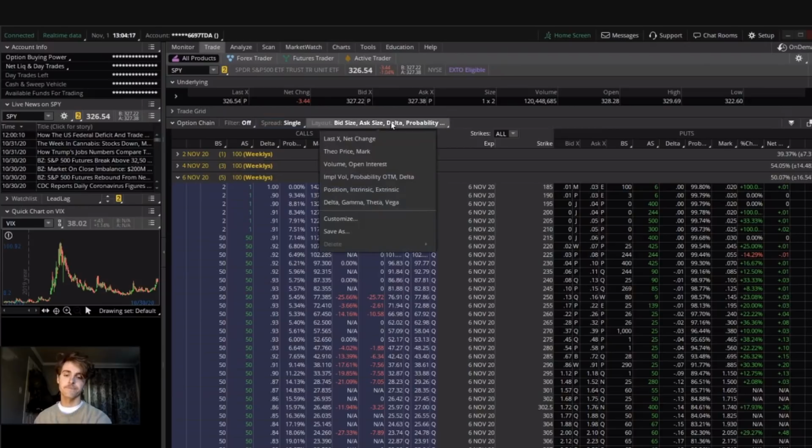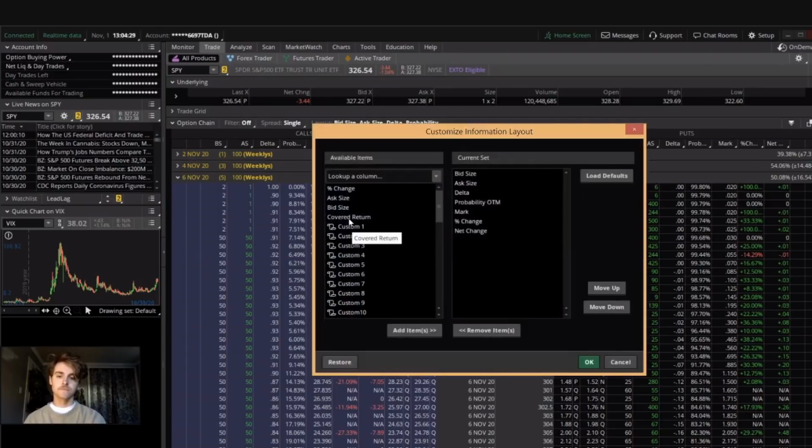The next thing, the biggest thing here, is your layout. A lot of times people are going to have last, net change, or delta, gamma, theta, vega, whatever your default is. Just go down here to customize. The biggest things here for my setup: I have bid size, which says how many contracts are able to be sold, and ask size, how many contracts can be bought.